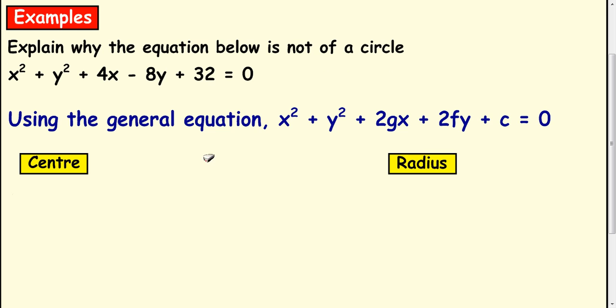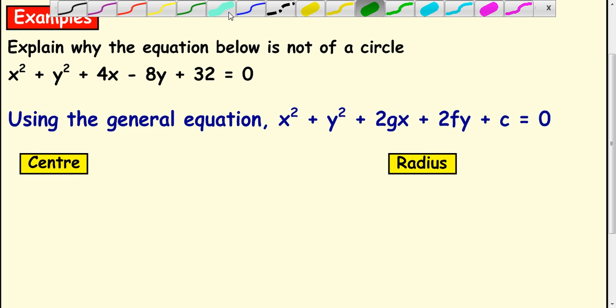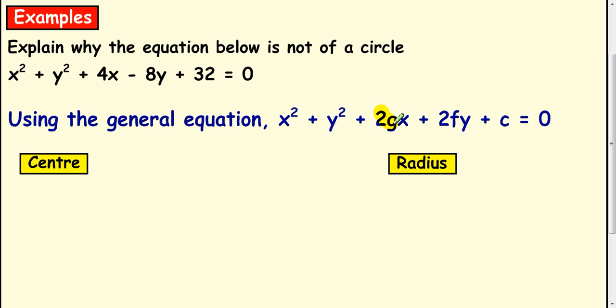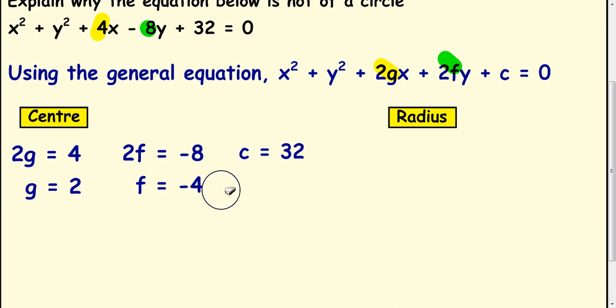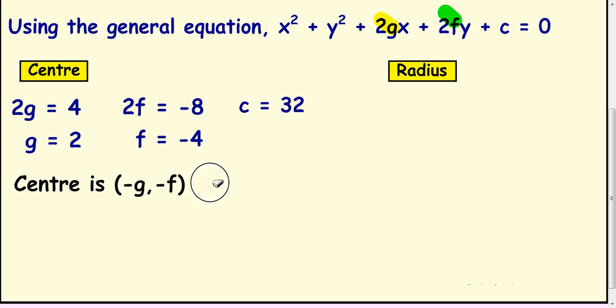In this example, it says, explain why the equation below is not of a circle. So the same process, using the general equation, we compare coefficients. So 2g is 4, 2f is negative 8, and c is 32. So write those down. G is 2 again, f is negative 4, centre point is negative 2, 4.